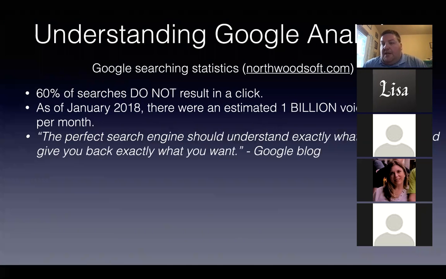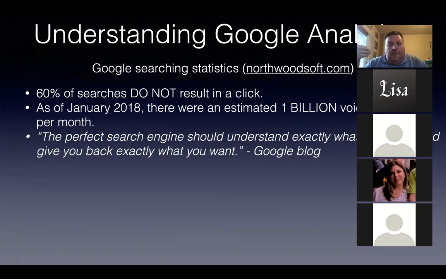From Northwoods Software Company, here are some statistics about Google searches. 60% of searches do not result in a click. Think of how people typically do things on Google. It's where can I find the nearest restaurant or the nearest Italian restaurant? I'll show you what a search engine results page looks like. It gives you the options, and you can be in that first couple of lines. And that's all people want to know: where's the nearest restaurant? Okay, it's 10 miles from here. Perfect, that's what I needed to know. And that's really all sometimes people will do.